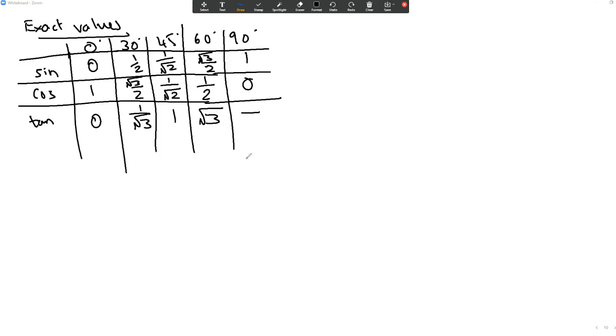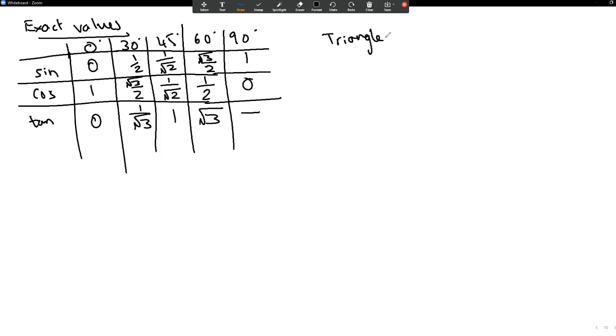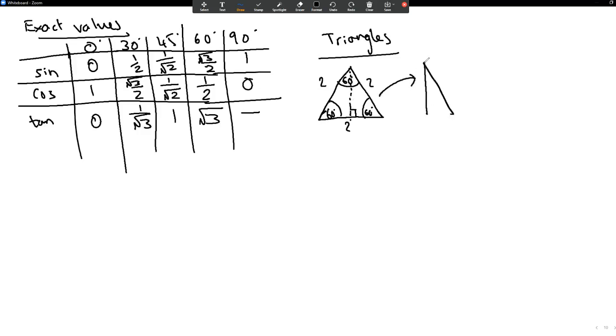So what you can do is use these triangles, and all you have to do is learn 2 triangles to know these values. First off, let's consider an equilateral triangle. As we determined before, these have 60 degrees on either side. Let's say it has a length of 2. Now we can split this in half to get a right angle here.